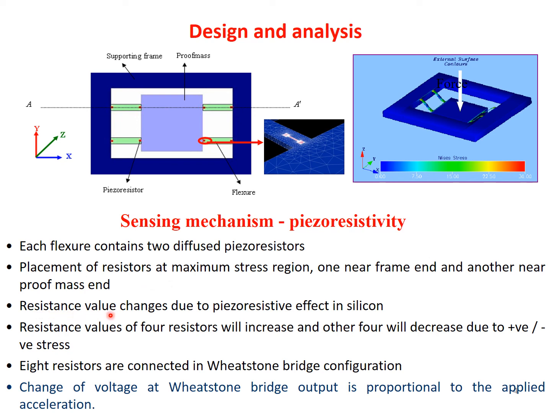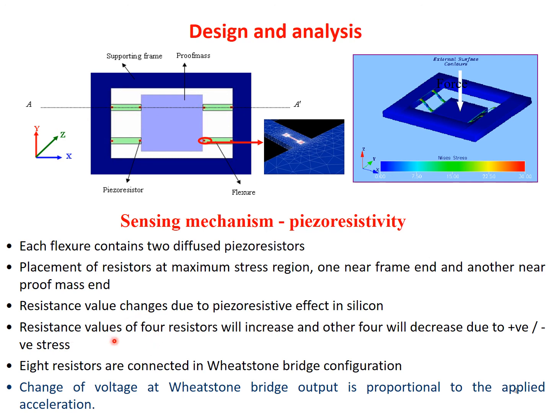Now resistance value changes due to the piezoresistive effect in silicon. Fine. So in total, how many piezoresistors do we have? 4 into 2, 8 piezoresistors, right? Now if some vertical direction force is applied, then out of those 8 piezoresistors, 4 will show an increase in resistance, whereas another 4 will show a decrease in resistance, right?